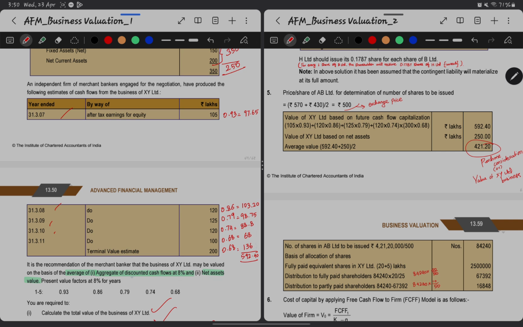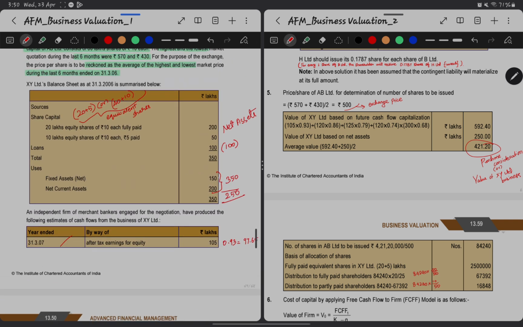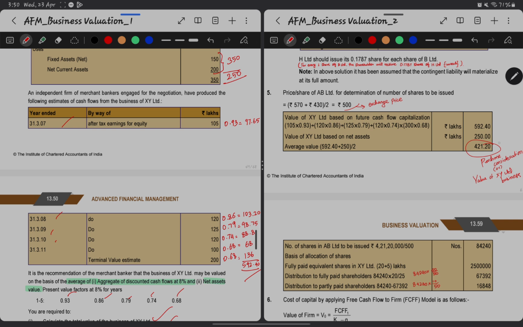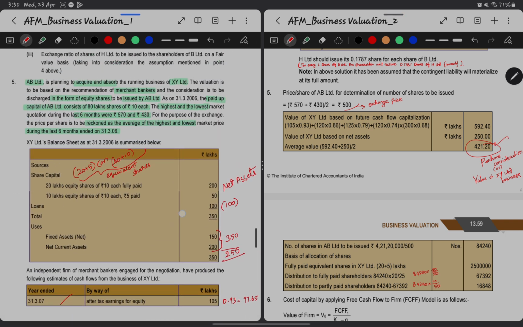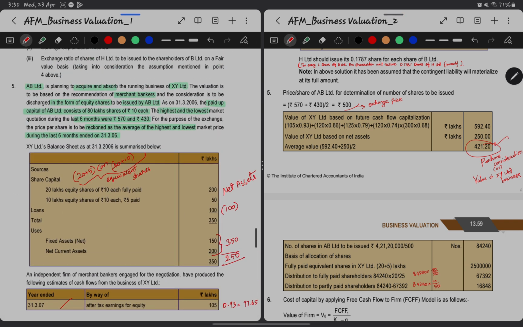They told it is the average of future discounted cash flows and the net asset method. The discounted cash flow is nothing but multiplying these cash flows with the relevant year's present value factor, which will give us the total, 592.4, in case of the discounted cash flow method. For net asset value, the total assets are 350 minus the 100 loans we have, which will give us the net assets. So 250 is the value using the net assets method. Now the average of this is 421.2.